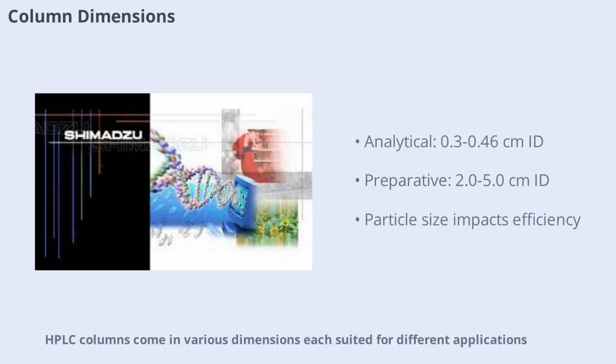HPLC columns come in various dimensions, each suited for different applications. Analytical columns typically have an inner diameter of 0.3 to 0.46 cm and lengths from 3 to 25 cm with particle sizes between 3 and 10 microns. Semi-micro, semi-preparative, and preparative columns have their own standard sizes, optimized for sensitivity, throughput, or preparative scale. Choosing the right dimension ensures you get the best balance of efficiency, speed, and sample capacity for your analysis.